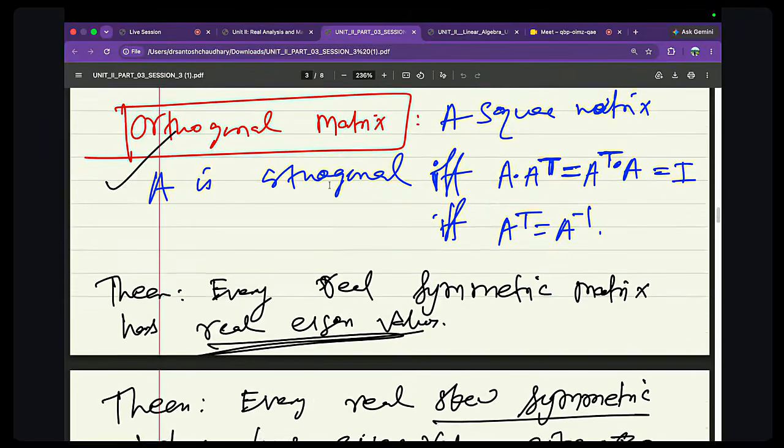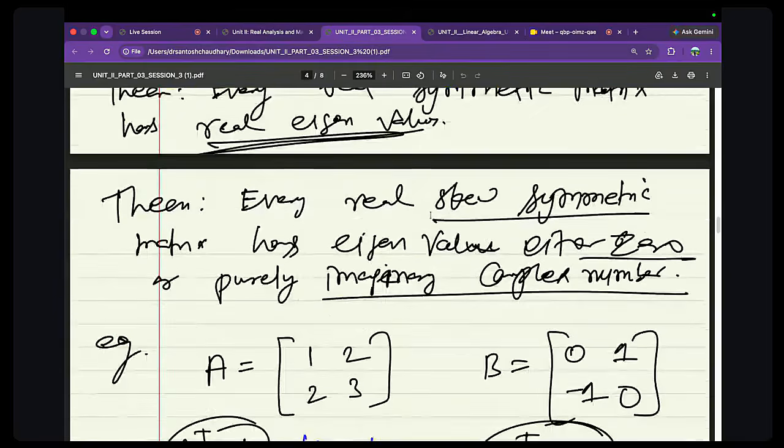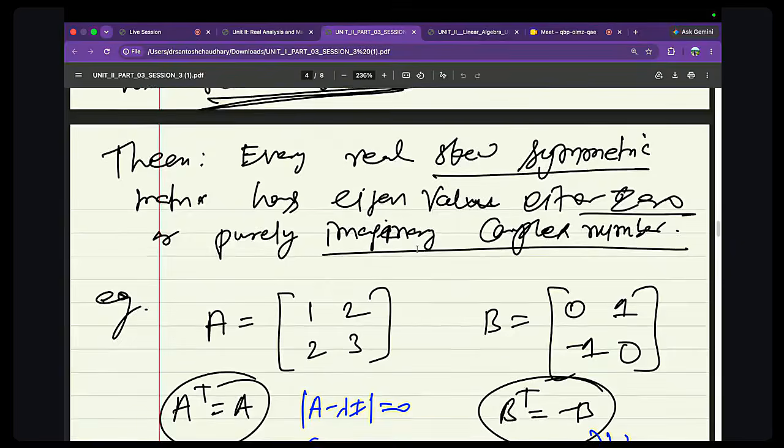What is an orthogonal matrix? A square matrix A is said to be orthogonal if A times A transpose is equal to A transpose times A equal to I, that is, A transpose is A inverse. The properties: every real symmetric matrix has real eigenvalues. Every real skew symmetric matrix has eigenvalues that are either 0 or purely imaginary complex numbers.